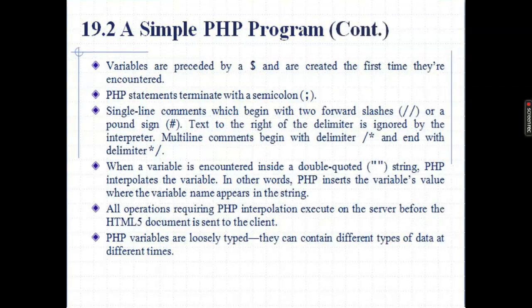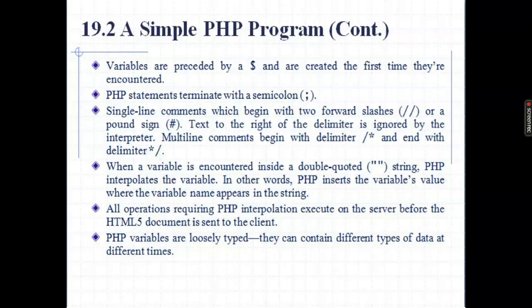Whenever we need to declare a variable in PHP, we need to precede it with the symbol $, and it is created the first time it is encountered. PHP statements terminate with a semicolon. Single line comments can begin with two forward slashes or a pound sign. Text to the right of the delimiter is ignored by the interpreter. Multi-line comments begin with a delimiter and end with a delimiter.